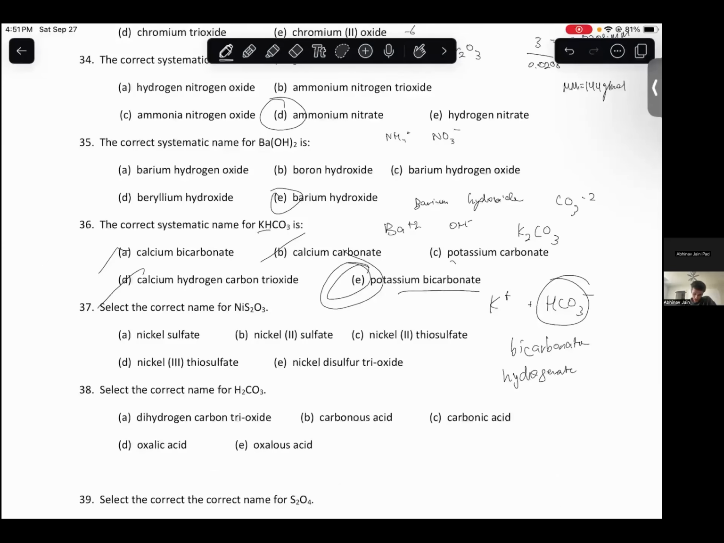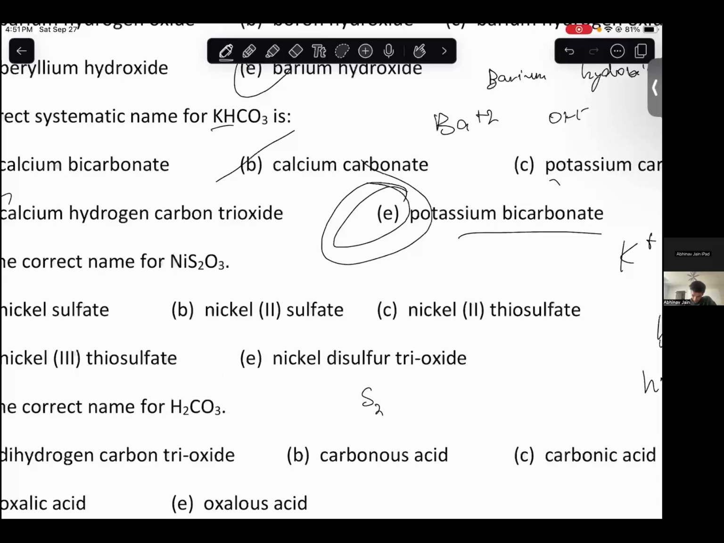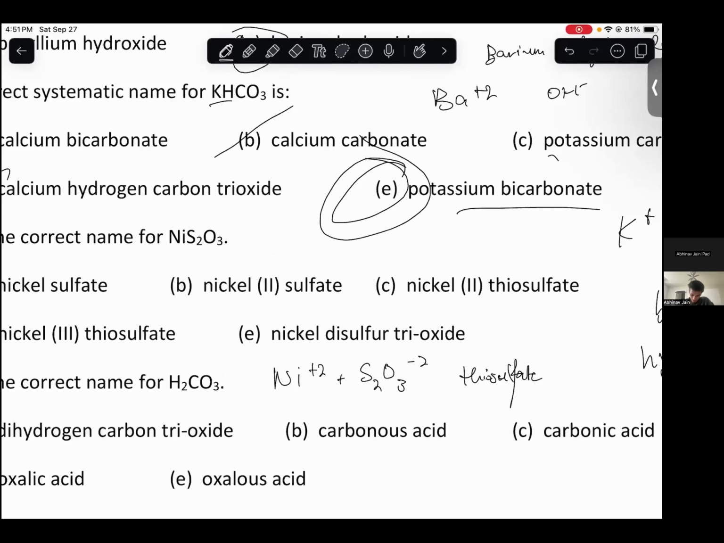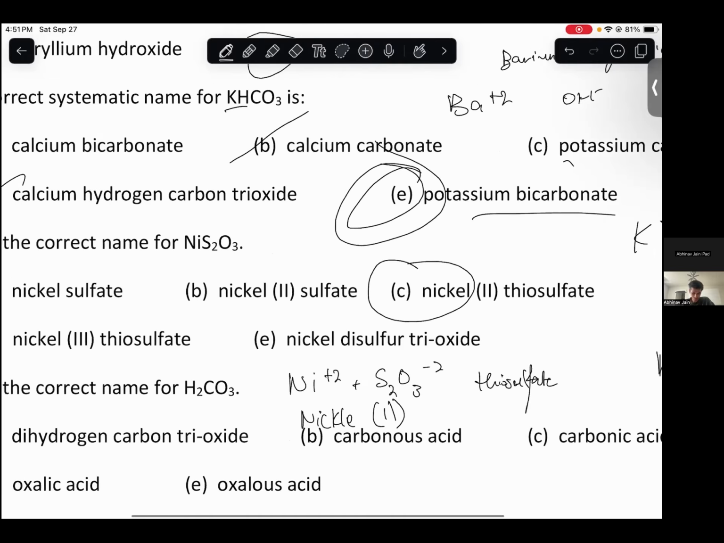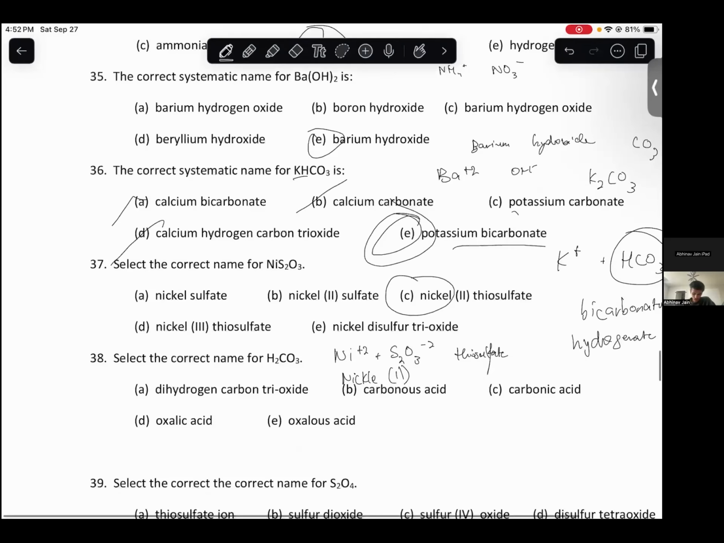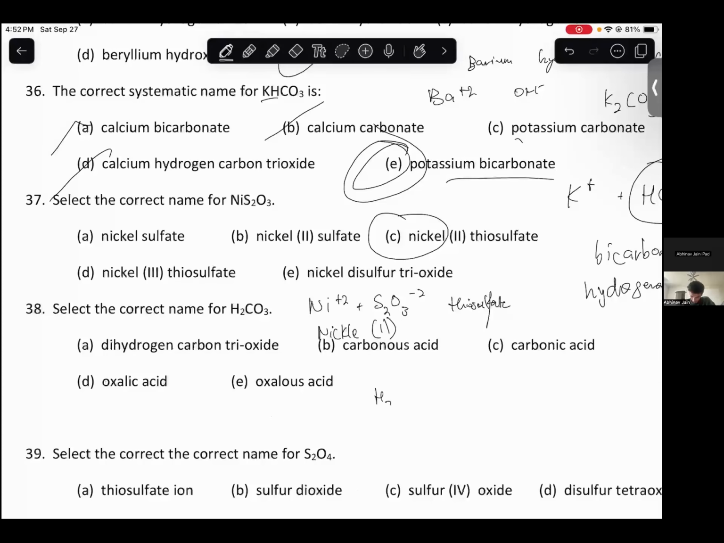37, select the correct name for NiS2O3. S2O3 minus 2, that's the thiosulfate polyatomic ion. And then it's going to be with Ni in a 1:1 mole ratio. That means it's Ni plus 2. That's going to be nickel(II) thiosulfate. So it's going to be answer choice C. So after that, 38, H2CO3, this is going to be an acid. This is going to be carbonate ion, CO3 minus 2, plus the hydrogen ions to form H2CO3. So carbonate, remember ate goes to ic acid, so ate is going to go to carbonic acid. So the answer is C.